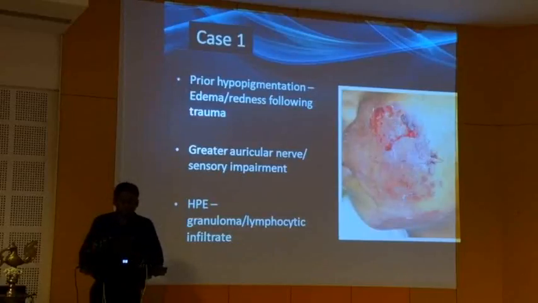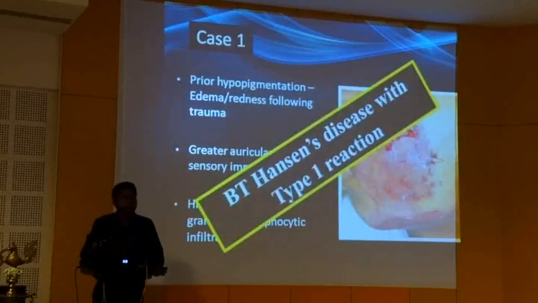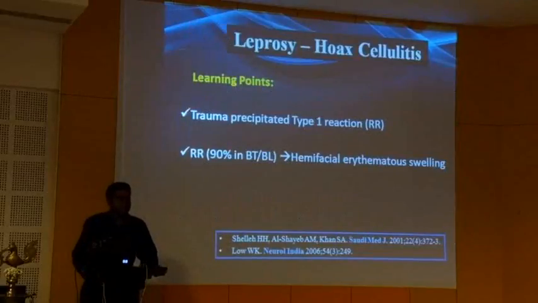On histopathology, it was noticed that there was granulomatous infiltrate, thus concluding it to be a case of BT Hansen's with type 1 lepra reaction. Hemifacial erythematous swelling is a very uncommon manifestation of type 1 reaction or reversal reaction. In this case, trauma was its precipitating factor.